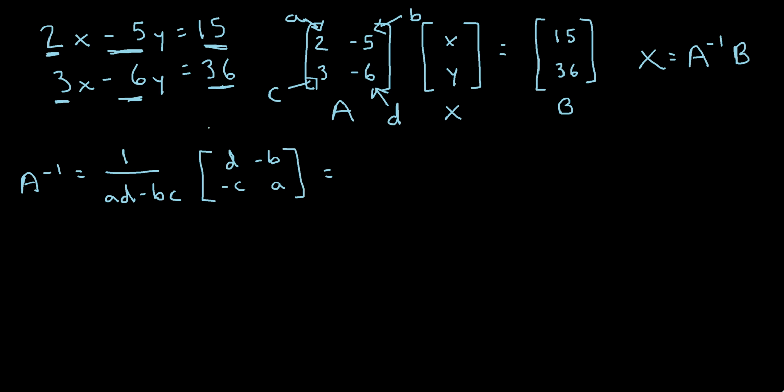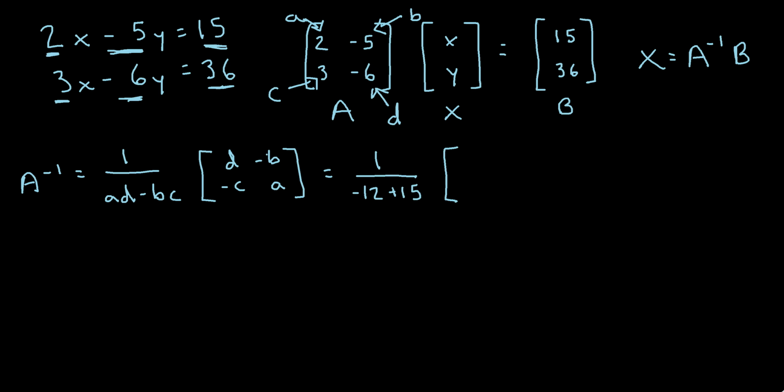Okay, so if we plug in all of these values, let's see what we get for the inverse of matrix A. We get 1 over A times D. A is 2 and D is negative 6, so that's negative 12, minus B times C. B is negative 5 and C is 3, so that's negative 15. So we have negative 12 minus a negative 15, so that's negative 12 plus 15.